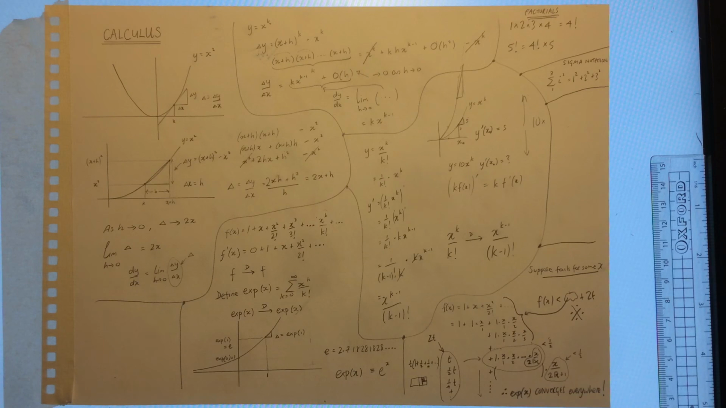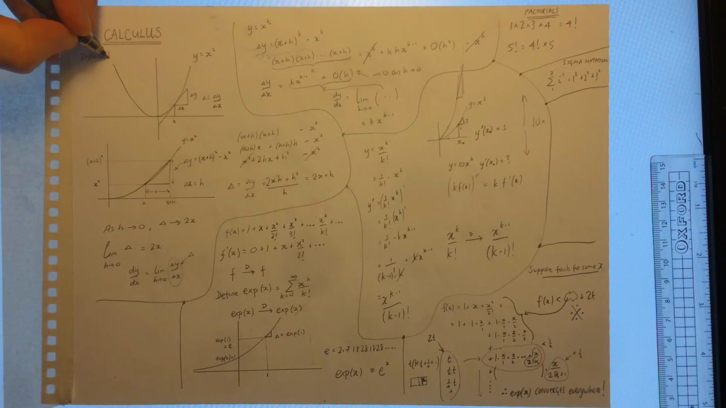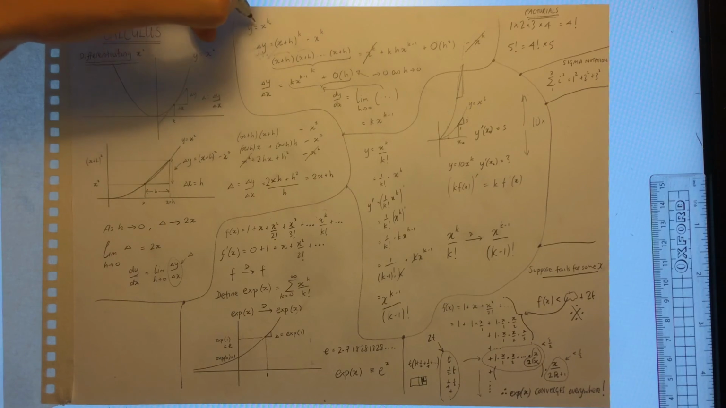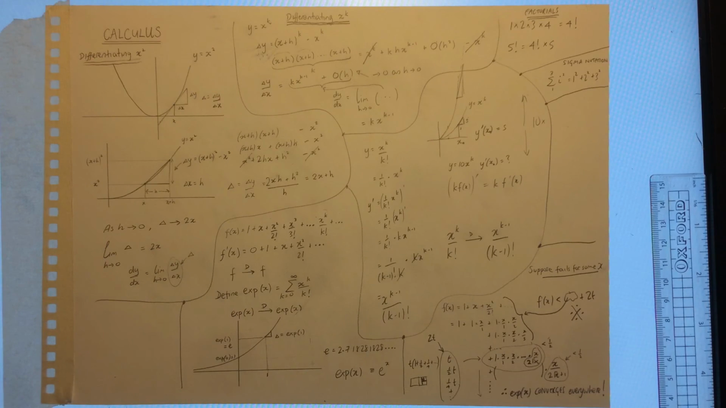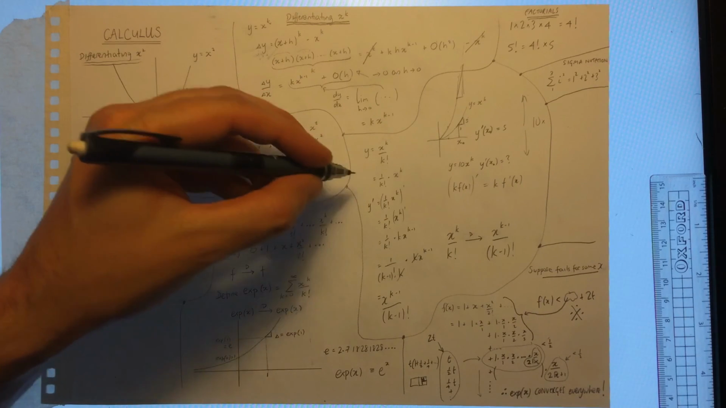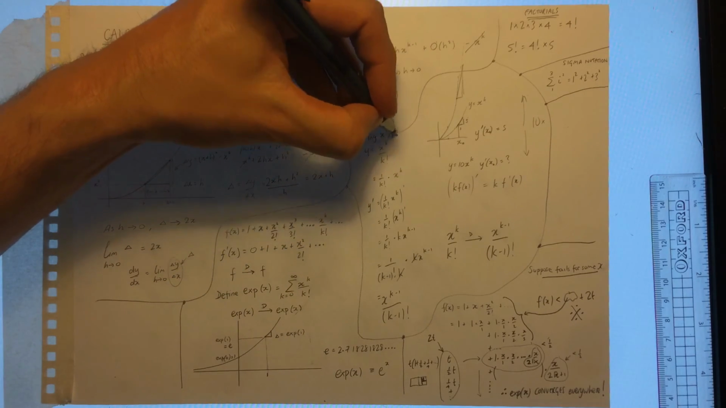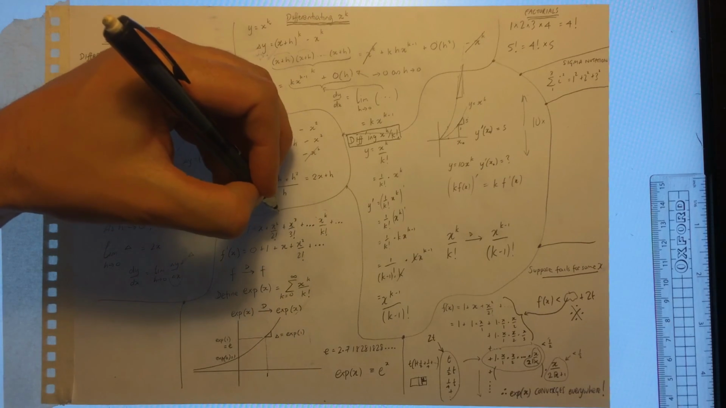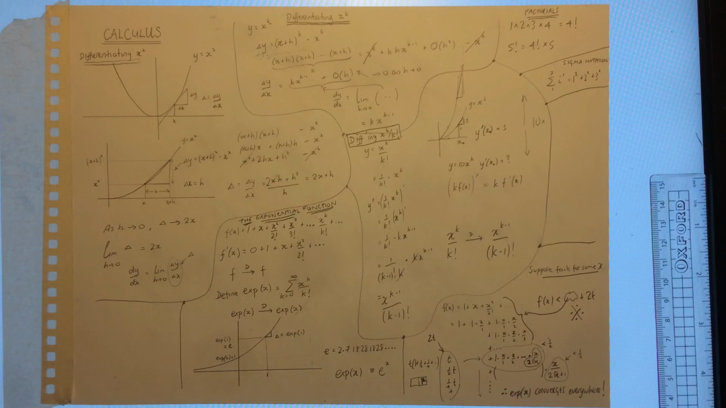Okay, let's put some headings in. So, differentiating x squared. This was differentiating x to the k. This was differentiating x to the k over k factorial. This was the exponential function. And this was a proof that the exponential function converges everywhere.